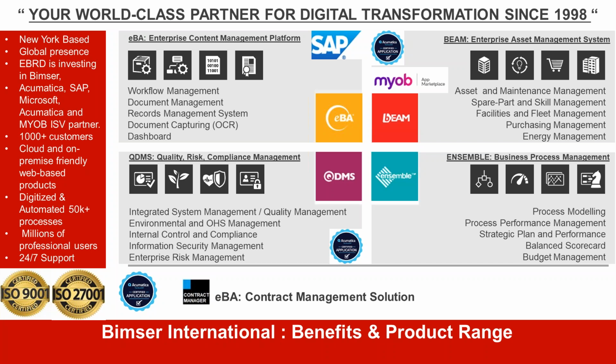We have QDMS. We'll talk more about QDMS today. That's our quality, risk, audit, and compliance management software. It helps companies comply with many different quality management systems. ISO 22000 in the food and beverage industry is one of them, and we'll show more information in a minute. And finally, we have Ensemble as our business process modeling, performance management, and balanced scorecard management software.